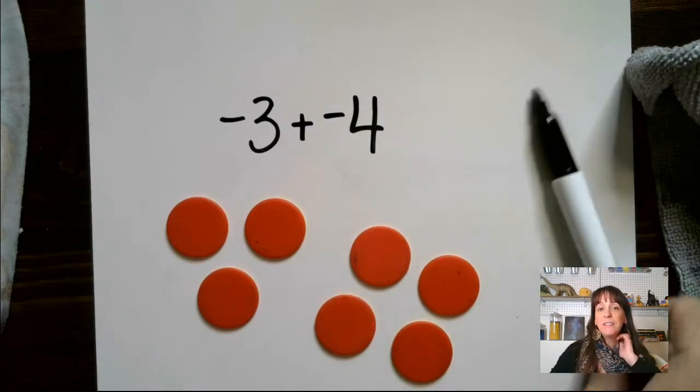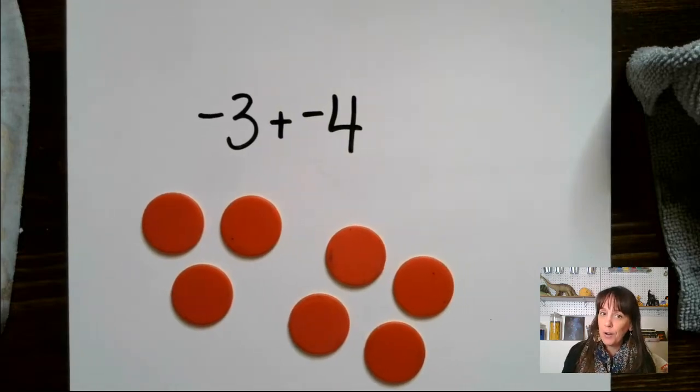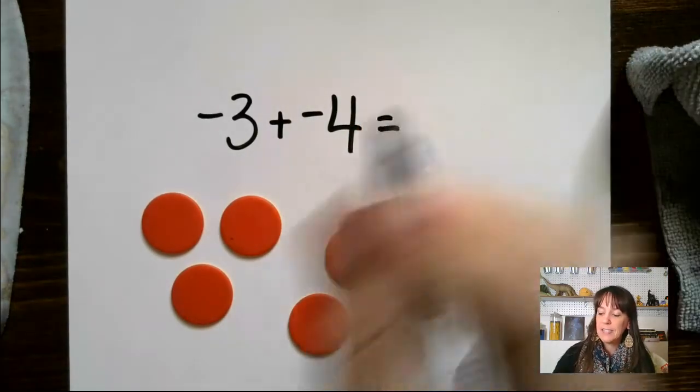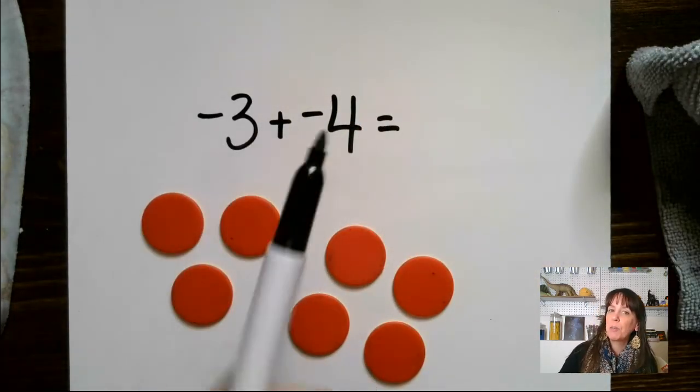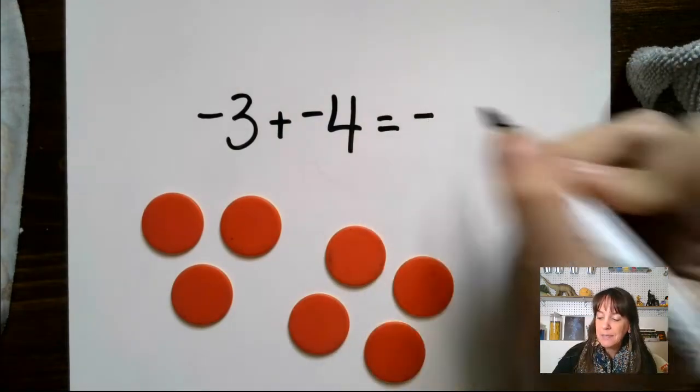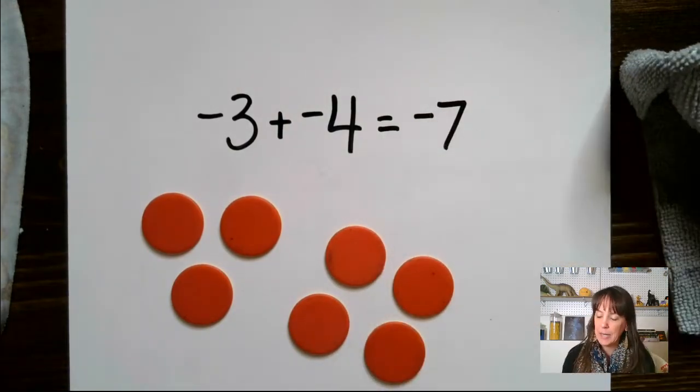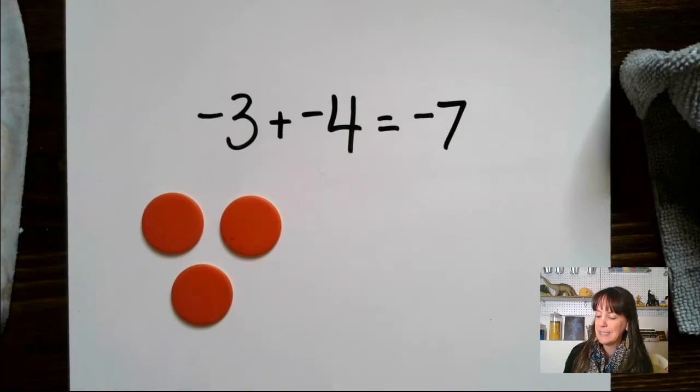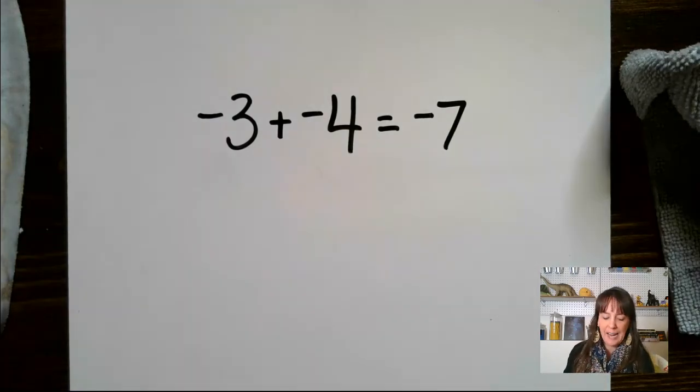Now, none of these can cancel out, so what we have is 3 players on the negative team, 4 players on the negative team. Our negative team is now 7 players big. So you'll notice when the signs are different, you subtract, and the word difference in math means subtract. When the signs are the same, you're going to add them.